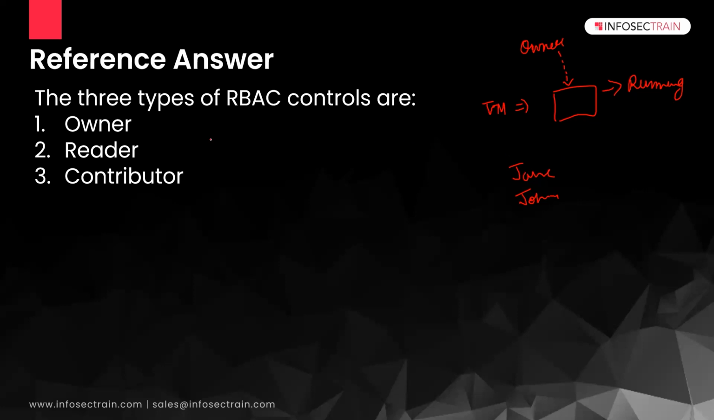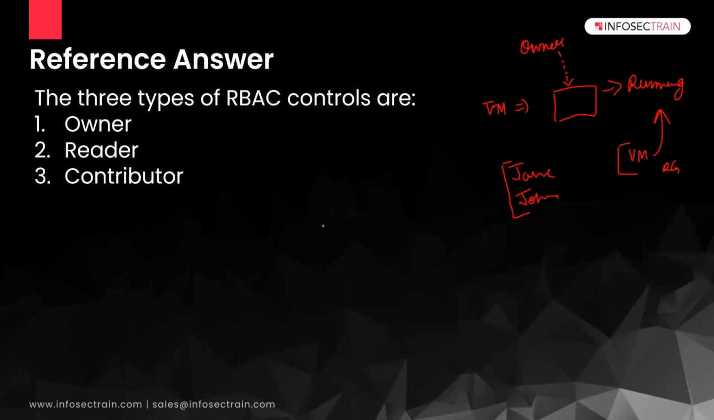Now, as a reader, I can only read this machine: yes, there is a VM in the running state, it is part of this resource group, and these are the owners and the permissions. But if this user wants to stop the machine, start it, or connect to it, it is not allowed. It doesn't have the permissions to work with this VM like that. So that is another role.